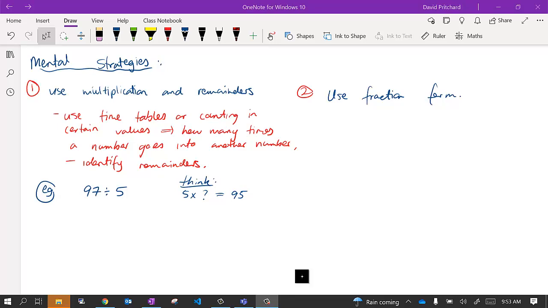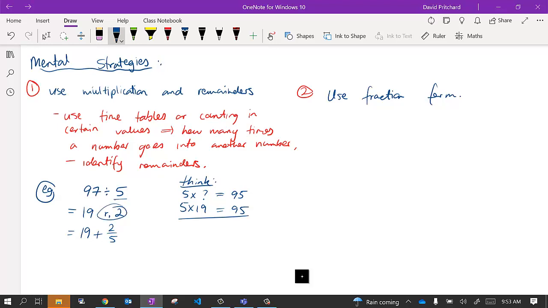We know that 10 times 5 is 50, and hopefully we know that 20 times 5 is 100, so it's going to be 1 less than that. So we're thinking 5 times 19 is 95. And that means that this division is going to give us 19, and we'll have a remainder of 2, or better yet, we can say that's 19 and 2/5. So the remainder of 2, and we're dividing by 5.